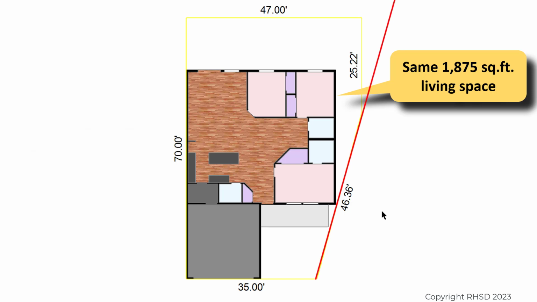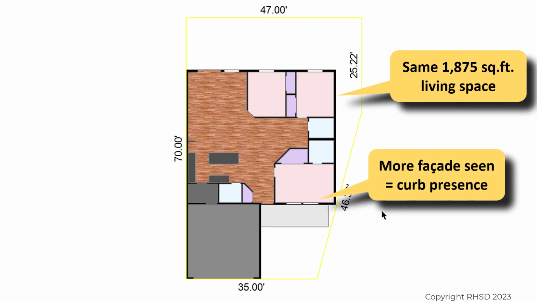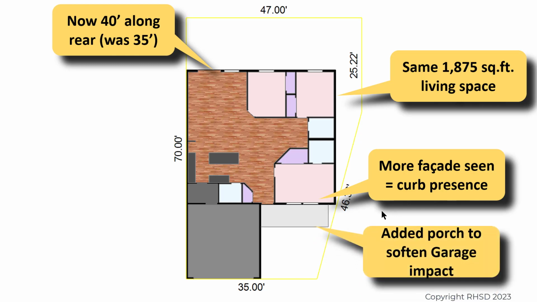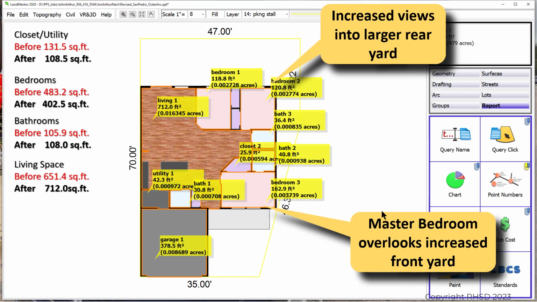So we could still work up that angle. We can't do anything about the garage not being so prominent. But we're going to hold the same 1,875 square foot, rearrange the room that gets 5 foot wider, working that angle so there's more curb presence. We're now 40 foot along the rear instead of 35. And in this case, we have to use methods to soften that garage impact. So we did recommend adding some feature that's dominant, and the porch is a good feature to add. So we've increased the views into the rear yard because it's wider.